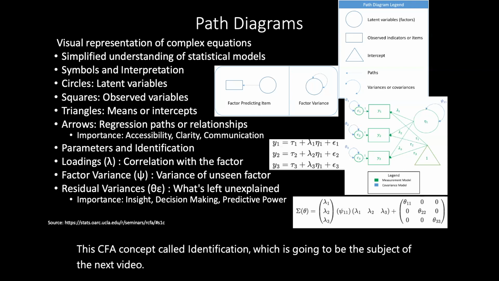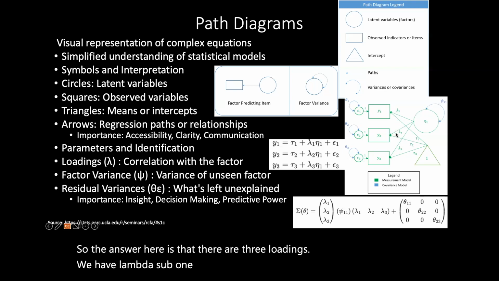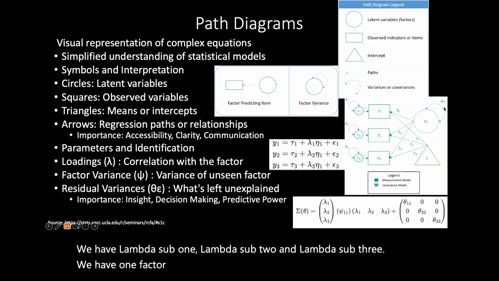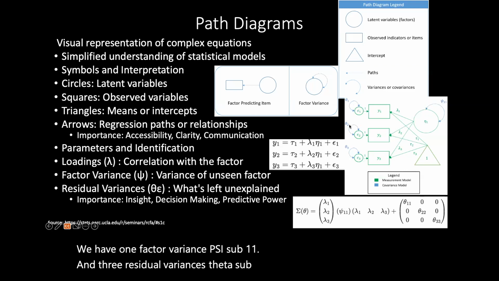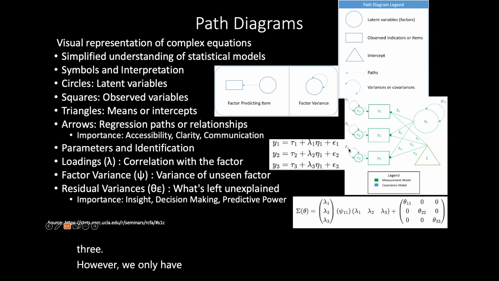So the answer here is that there are three loadings. We have lambda sub 1, lambda sub 2, and lambda sub 3. We have one factor variance, psi sub 1,1, and three residual variances, theta sub 1, theta sub 2, and theta sub 3. However, we only have 6 known values from the observed covariance matrix.